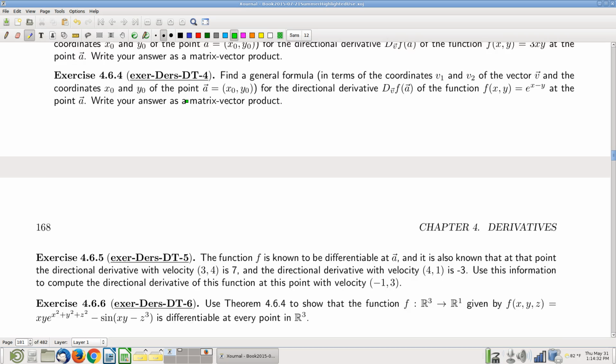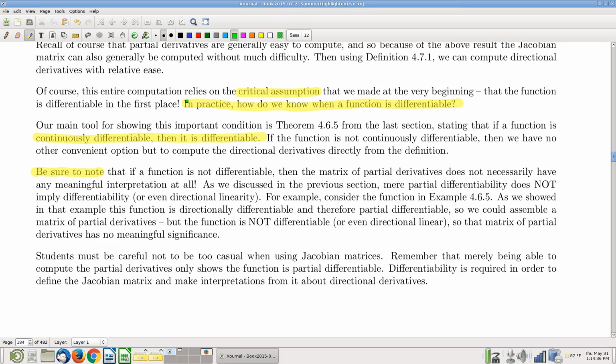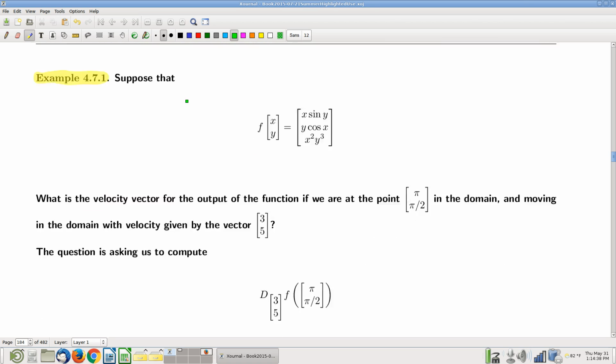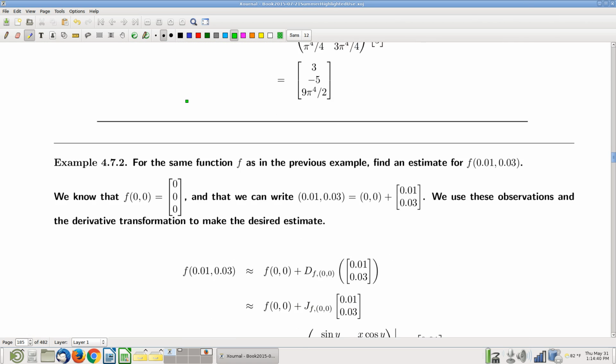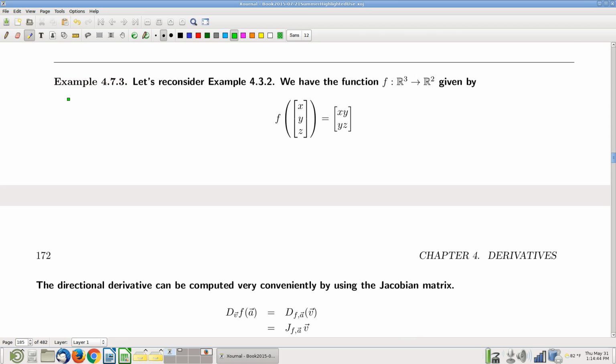Okay. All right. There's several examples in here. I'm going to let you look at most of them on your own. I'm just going to return to this one. So this is a rip-off from 4.3.2. You might recall that we computed some directional derivatives. This function, right? And we did this, what I'm going to call the old-fashioned way.